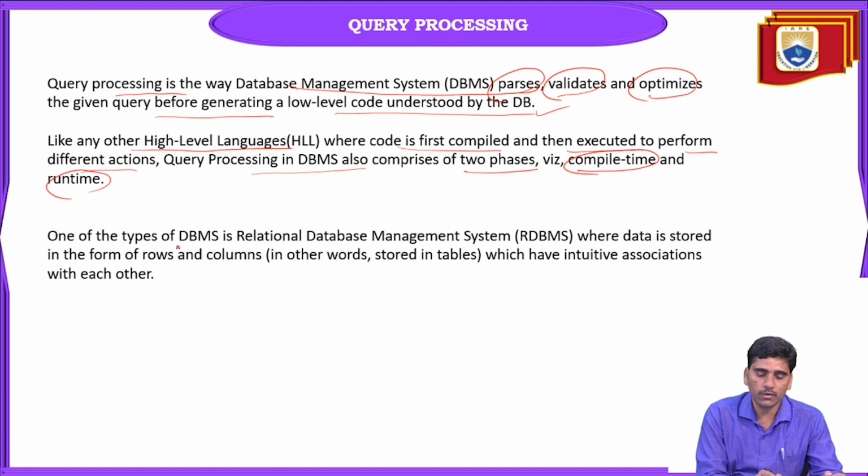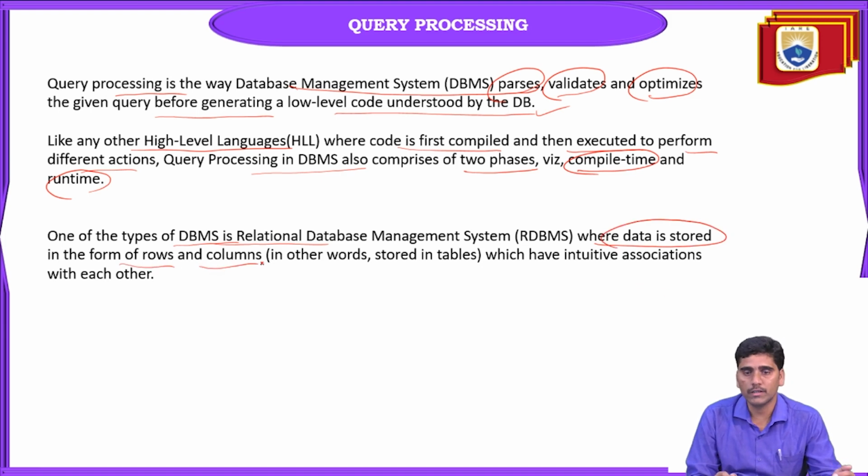One of the types of DBMS is the relational database management system, where data is stored in the form of rows and columns. In other words, it stores data in tables. So what exactly does a table contain? A table contains rows and columns.